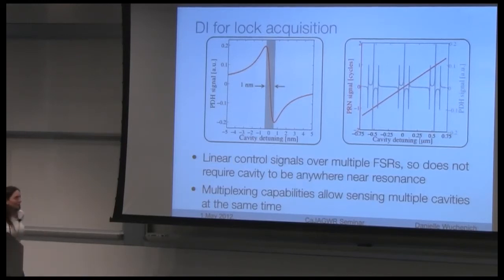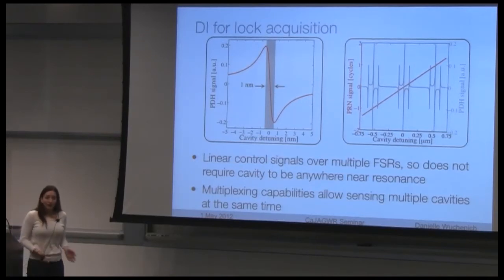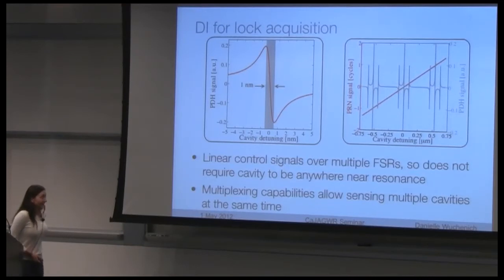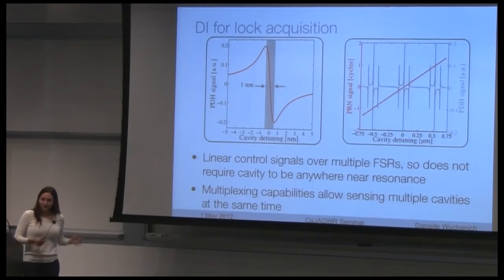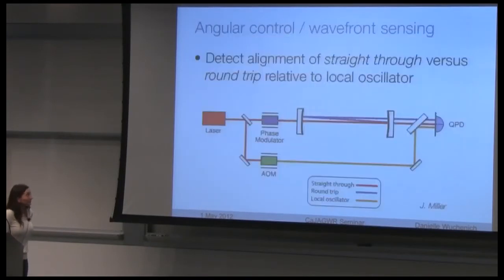And so you can see you can have full-time readout of where the optics are, and you don't have to be close to resonance. I think that's a really important thing: you have these linear control signals, but the cavity doesn't have to be anywhere near resonance. So it would be a really useful tool for just knowing where you are. It might not even have to be the part that does all of the locking, but even just getting a readout of where everything is would be interesting. And again, this multiplexing capability allows you to sense multiple things at the same time. So it could be pretty useful.